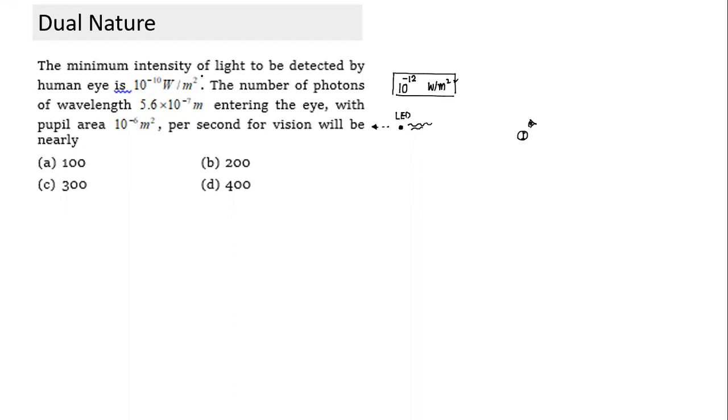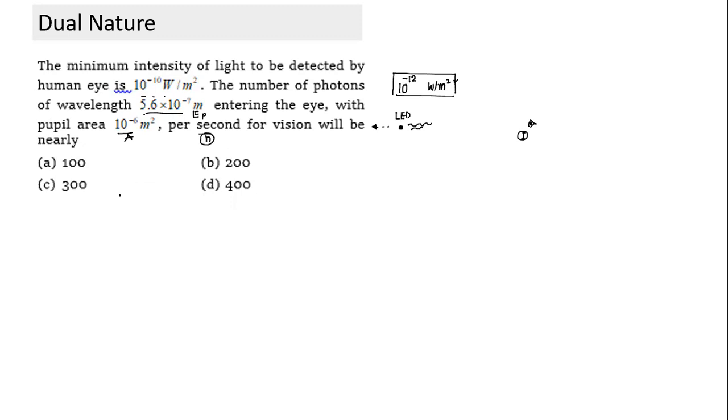So the minimum intensity detected by the human eye is 10 to the power minus 10. This is given information; you don't have to memorize this number anyway. What is the number of photons? The wavelength is given, which means the energy of each photon is given. The pupil area is also given. What is the number of photons that must be entering the eye for us to see an object?